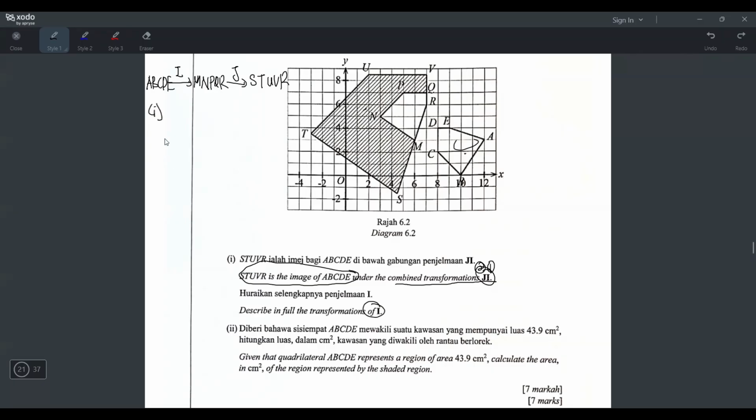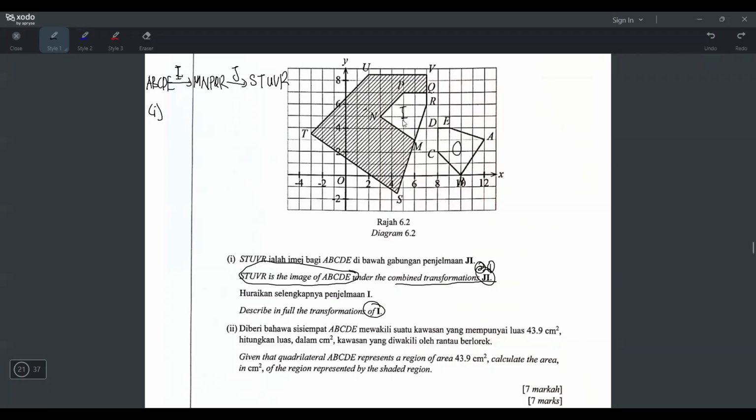Okay, now we can describe transformation I. So transformation I is going from ABCDE to MNPQR. So let's clean the diagram. ABCDE is this one, MNPQR is this one, right? But which one is the object? ABCDE. So this one I just put an O here, this one is the image. So from here to here, they are asking you what transformation.